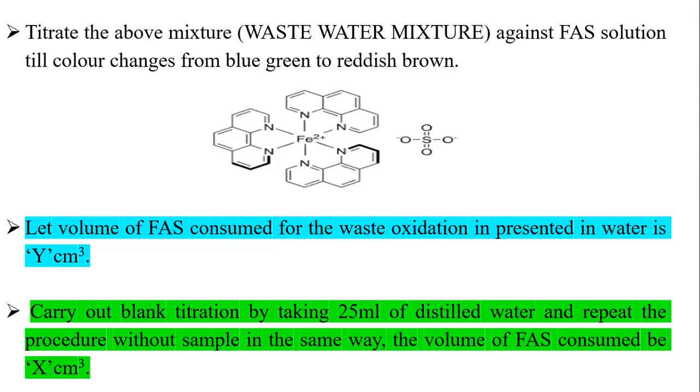Hence, in the blank titration, more K2Cr2O7 remains in the conical flask, but in wastewater, some amount of K2Cr2O7 will be utilized. So that's why, to neutralize the K2Cr2O7 in the blank titration, it consumes more burette reading compared to that of wastewater.